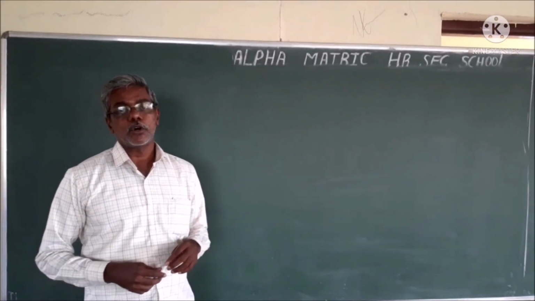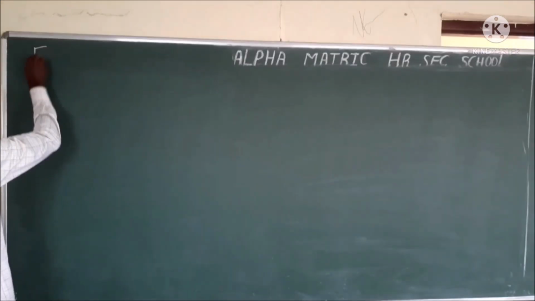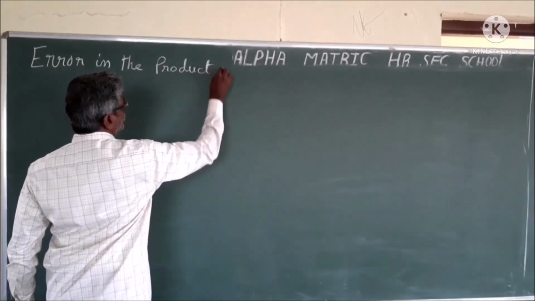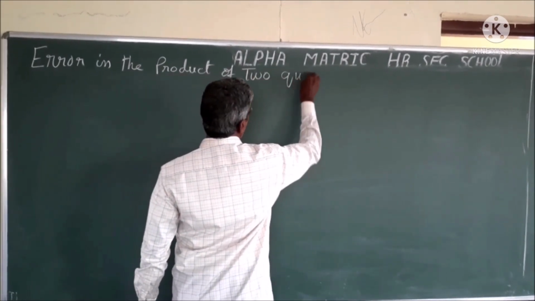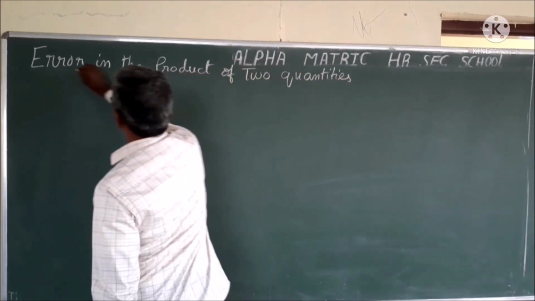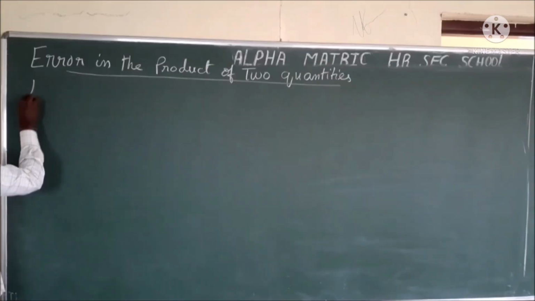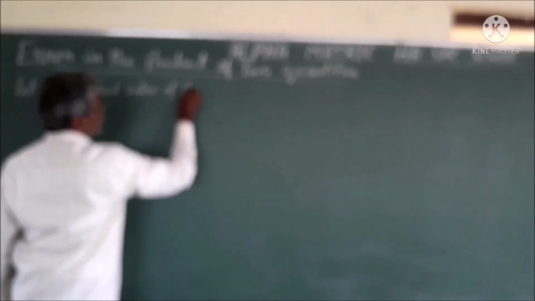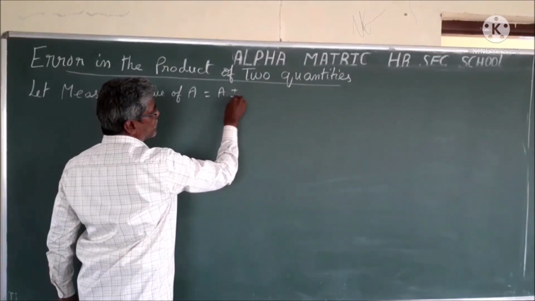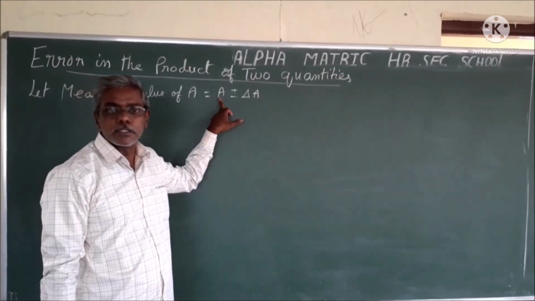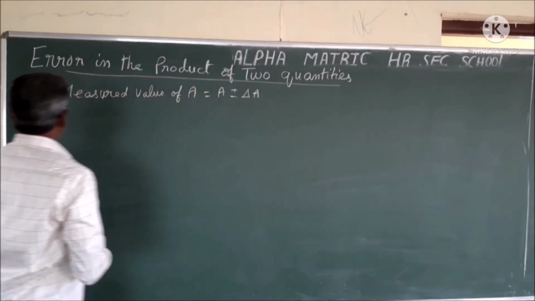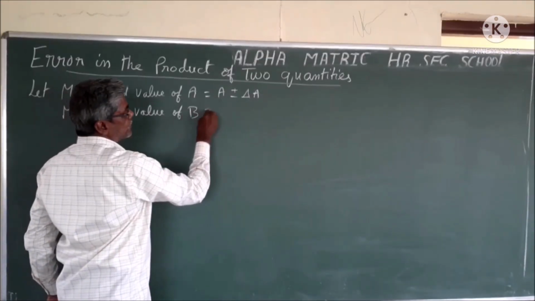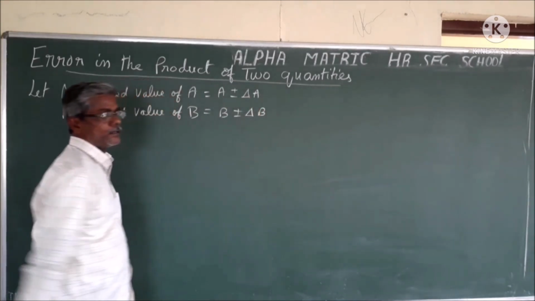Now we will see error in the product of two quantities. Let the measured value of A be equal to A plus or minus delta A. Now A is called the true value, delta A is the absolute error. Similarly, the measured value of B is equal to B plus or minus delta B.